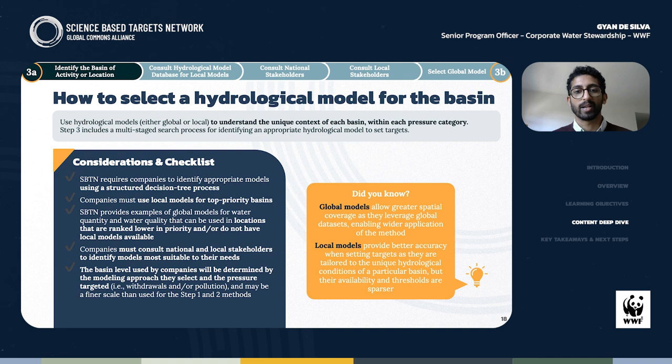The basin level used by companies will be determined by the modeling approach they select and the pressure targeted, i.e. withdrawals and/or pollution, and may be a finer scale than the spatial scale used in steps 1 and 2 methods. For example, in the globally developed approach for freshwater quantity that applies Hogaboom's water quantity global model, Freshwater level 5 basins would be used, whereas in the globally developed approach for water quality that applies results from McDowell et al. in the SBTN State of Nature Layers app, Freshwater level 6 basins would be selected. So the basin level for the locally developed approaches will depend on the scientific local model.